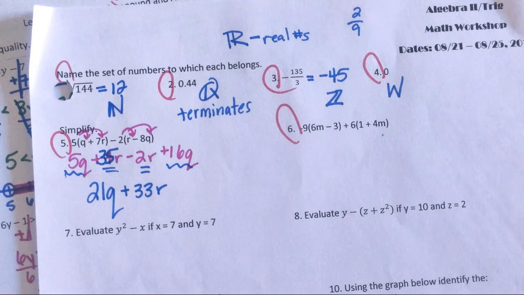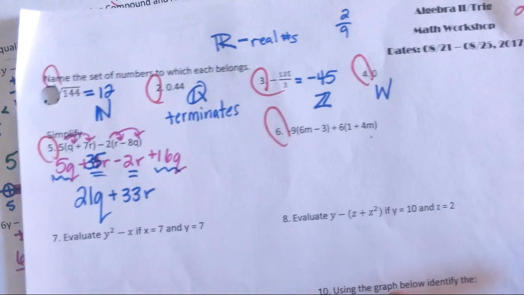Yes, ma'am? Does it matter that the Q is in front of the R? Element of P, Q, R. No. I like to go in alphabet order, but no. And yes, I had to say the alphabet out loud.